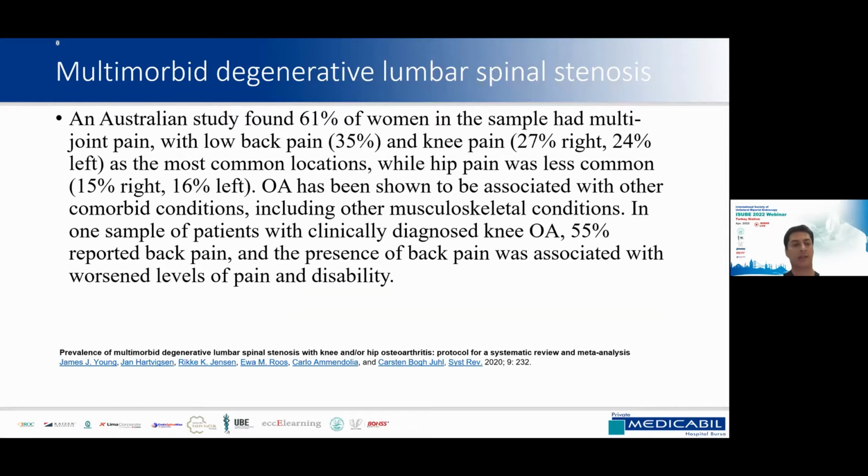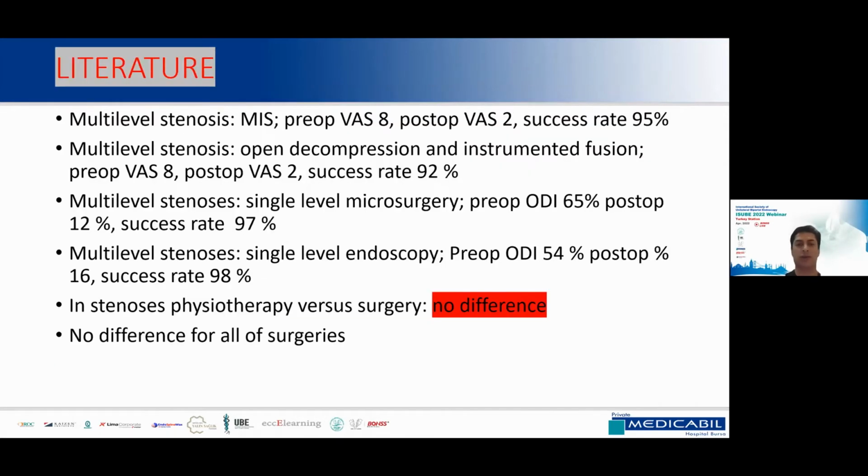There are many papers about these other osteoarthritic conditions accompanying the stenosis in the literature, you can see. But the interesting aspect of the literature, when you look at the surgical results regarding lumbar spinal stenosis surgery, is that you will see a very high success rate.